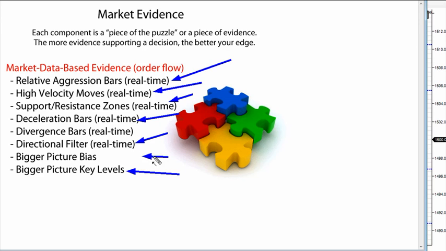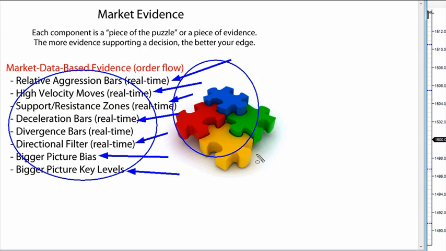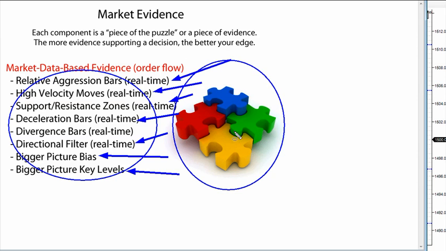Then we also look at the bigger picture prior to the day, at some bigger picture bias and bigger picture key levels. The idea here is that each of these pieces of evidence is akin to a piece of the puzzle, and the more pieces of the puzzle that come together to support a decision or help you make sense of the market, the better your edge. In other words, the clearer your image of the puzzle is. If you can have better information, that can lead to better decisions. And if you can continuously focus on making the right decision at the moment, the results are going to reflect that. So instead of focusing on your results, you're focusing on what the market's telling you so that you can make the best possible decision, and that leads to better results.